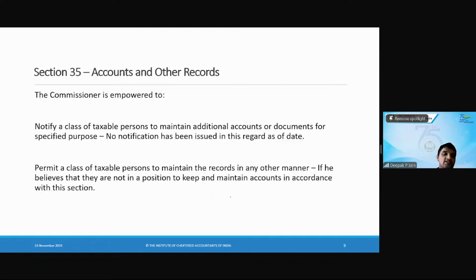Because one size does not fit all, correct? So one size is big, one size is small, I am short, another is tall, so everyone's sizes are different, you don't get one common size, correct? One size will not fit all. That's how you treat a particular class of taxable persons. If he believes that they are not in a position to maintain books of accounts, then special treatment will be given to them, and they will be given an exemption from maintaining the books of accounts, or they will be told to maintain only certain books of accounts.